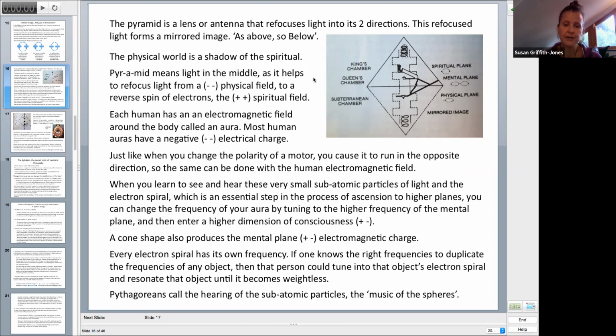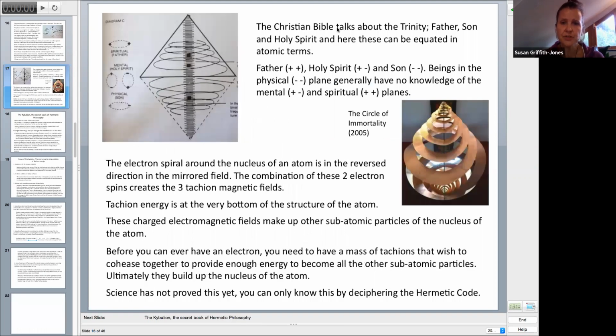Pythagoreans call the hearing of the subatomic particles the music of the spheres. Even the Christian Bible talks about the Trinity, the Father, Son, and Holy Spirit, and here these could be equated in atomic terms. The Father being the positive, the Holy Spirit, the positive, negative, and the Son, the negative, negative. And here you can see in this chart.